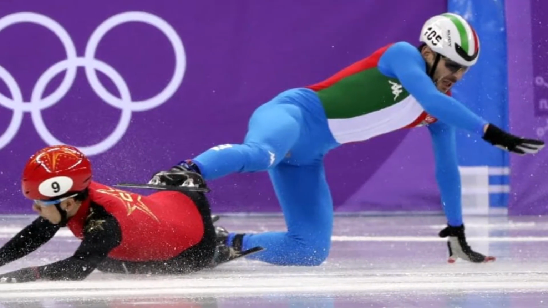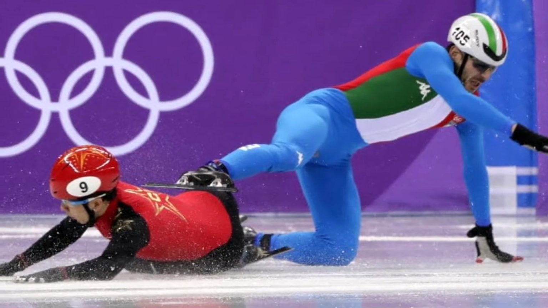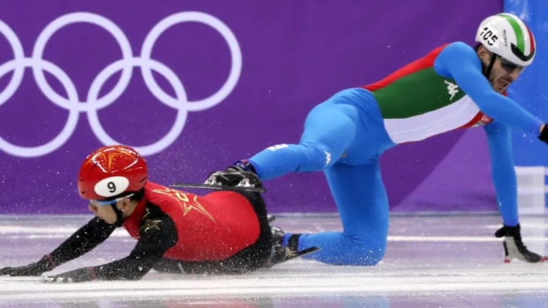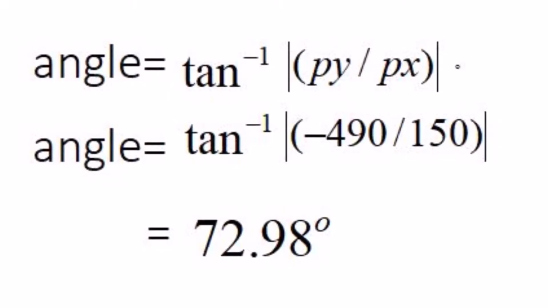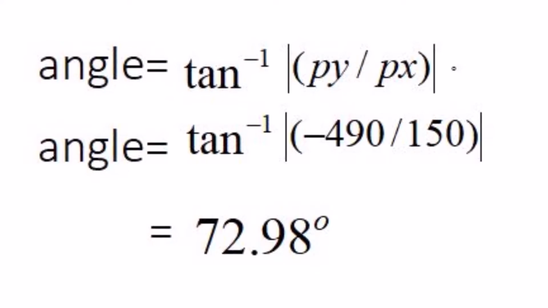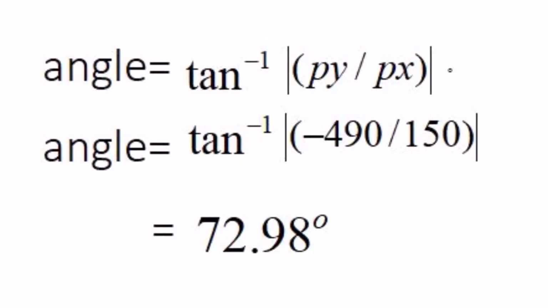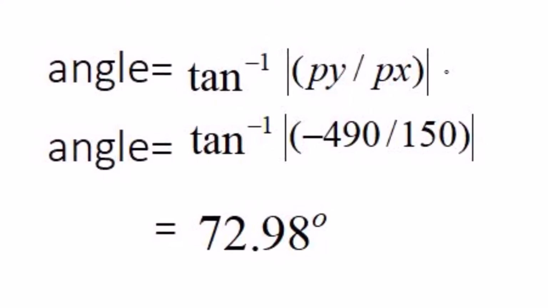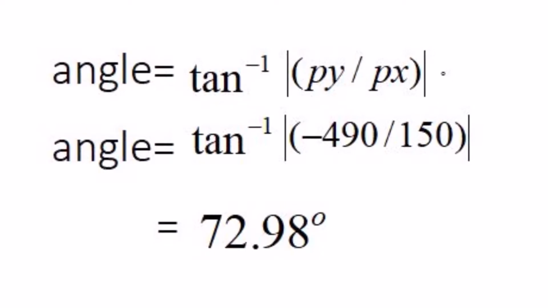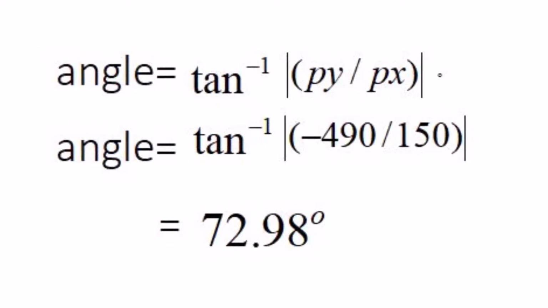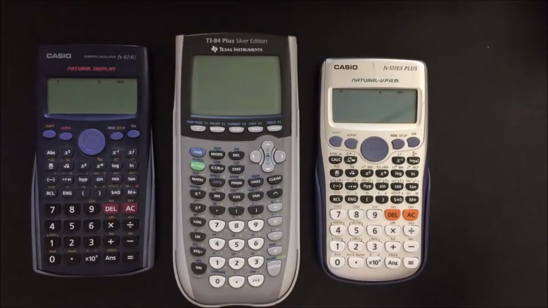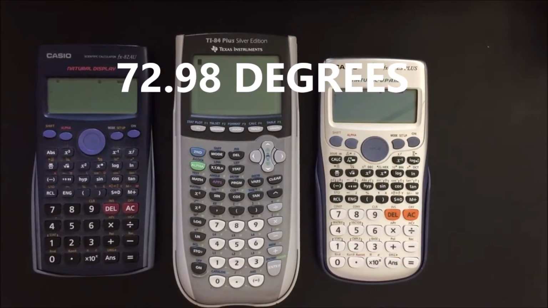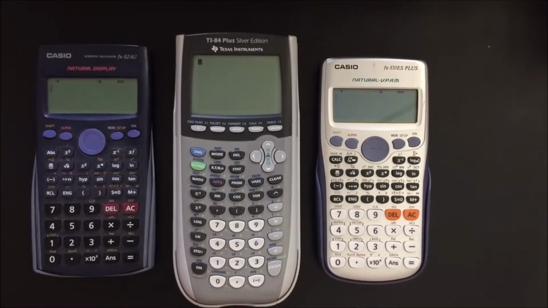The system will have these same components after the collision, and since we have to look for the angle at which the skaters collided, we are going to use this equation that will give us the answer for θ. We used negative 490 for Py as it is the value of the southward component, and 150 for Px because it is in the x component of the plane going east. When you solve this in your scientific calculator, you will have the answer 72.98 degrees.